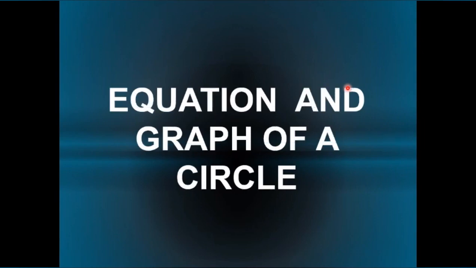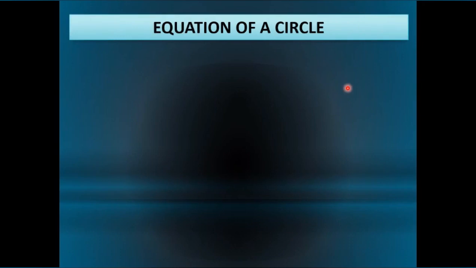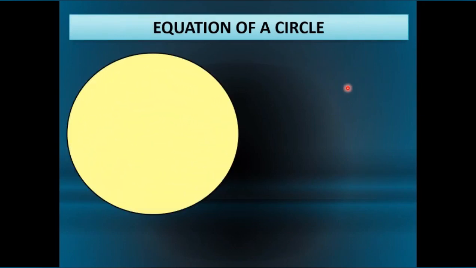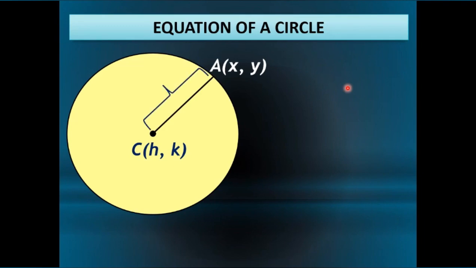Equation and graph of a circle. Let us have the given circle, and the center has coordinates h and k. Let us have another point on the circle. Let's say this is point A with coordinates x and y. And then as we form a line segment joining the two given points, we form a radius denoted by small letter r.